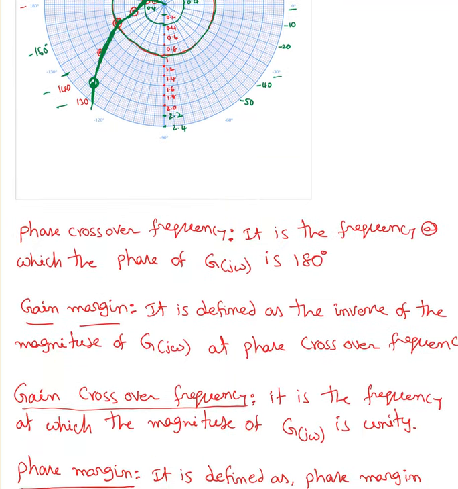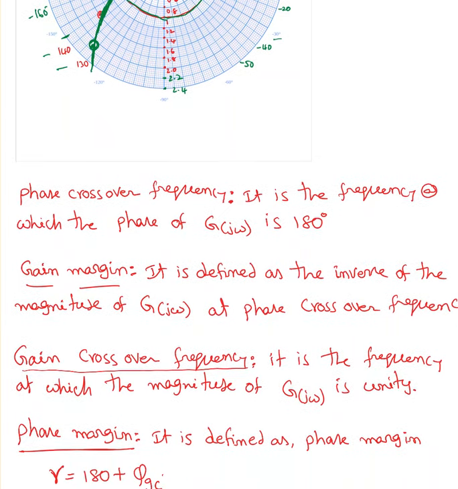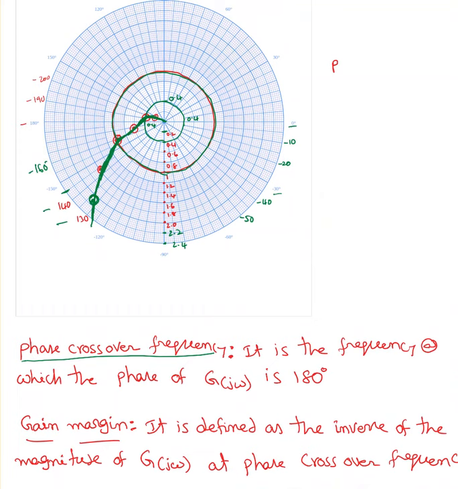So the definition for the gain margin, phase margin. Before going to the gain margin and phase margin, we need to know the phase crossover frequency and gain crossover frequency. So here the phase crossover frequency is the frequency at which the phase of G(jω) is at 180 degrees. So this is minus 180 degrees. So this point is called the phase crossover frequency.